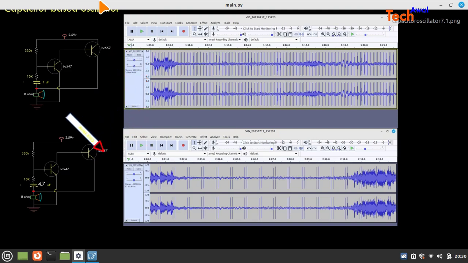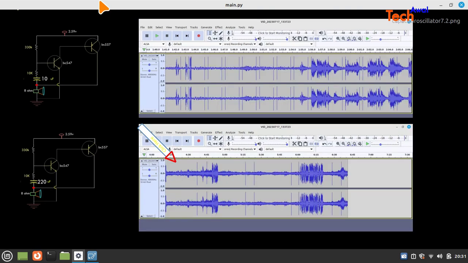Whereas for the 4.7, okay, it starts from around 2.01. So 1, 2, 3, 4, 5, 6, 7, 8, 9, 10. Okay, 11. So within 8 seconds, around 11 times it is charging. Okay, so we will do more computation.